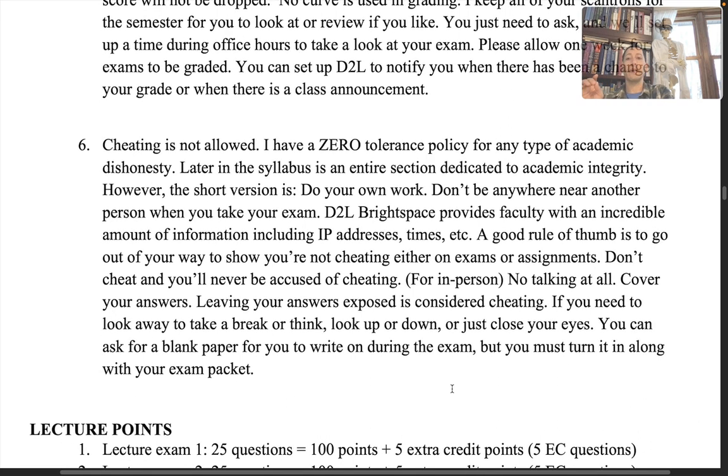So, all right, cheating is not allowed. I have a 0 tolerance policy for any type of academic dishonesty. I set you guys up so that there's really no need for cheating. There's almost no way to cheat because everything's open note. Here's what cheating would comprise for our online class.